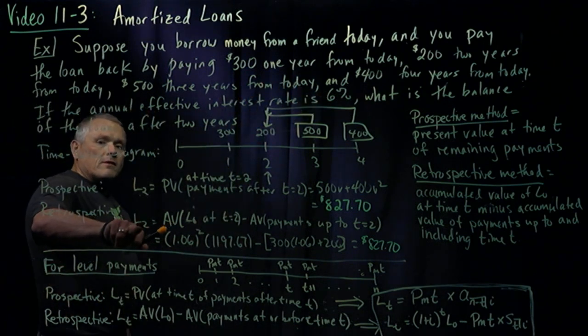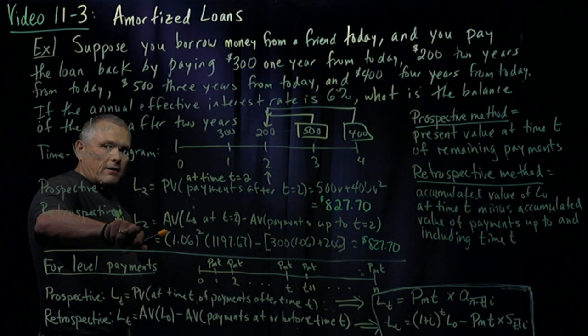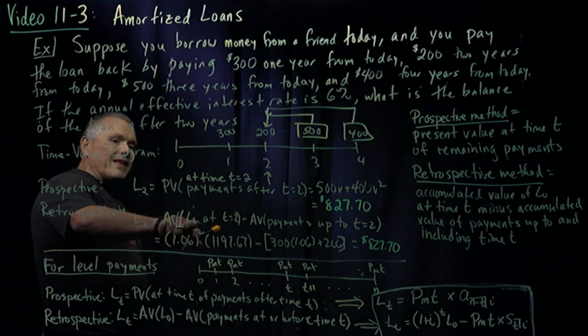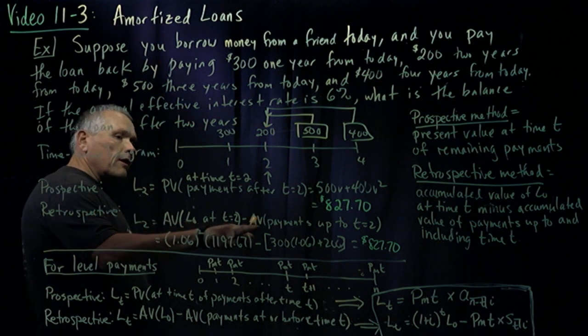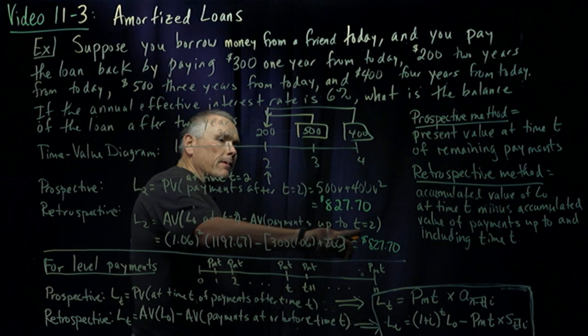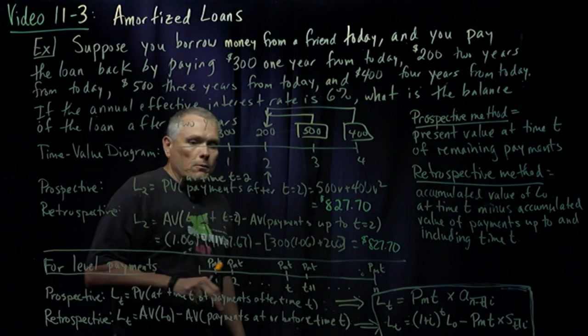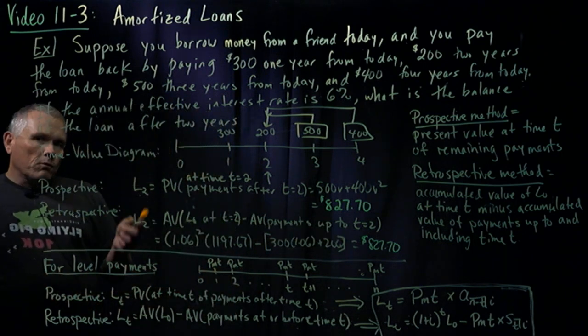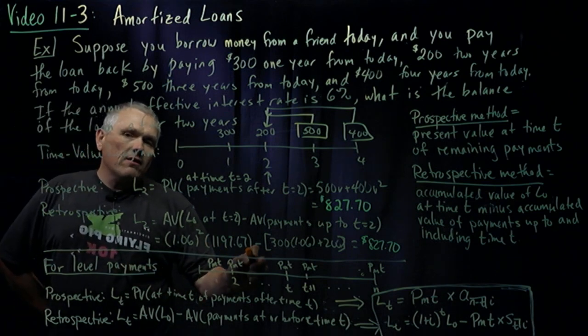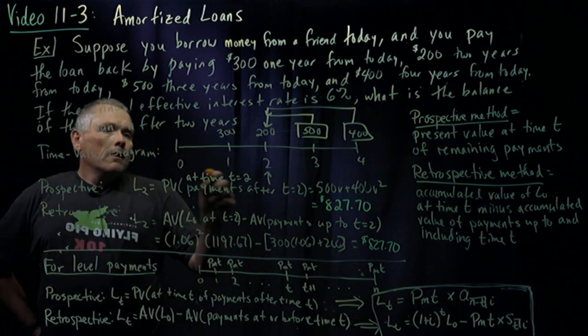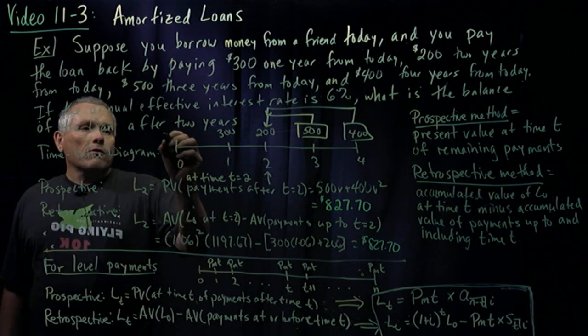So the loan value at time 2, the balance at time 2, so L sub 2, should be the accumulated value of the initial loan amount at time 2 minus the accumulated value of any payments that were made up until time 2. Well, again, remembering back to the first video, the original loan balance was $1,197.67. That's over here at time 0, just to write that on our time diagram.